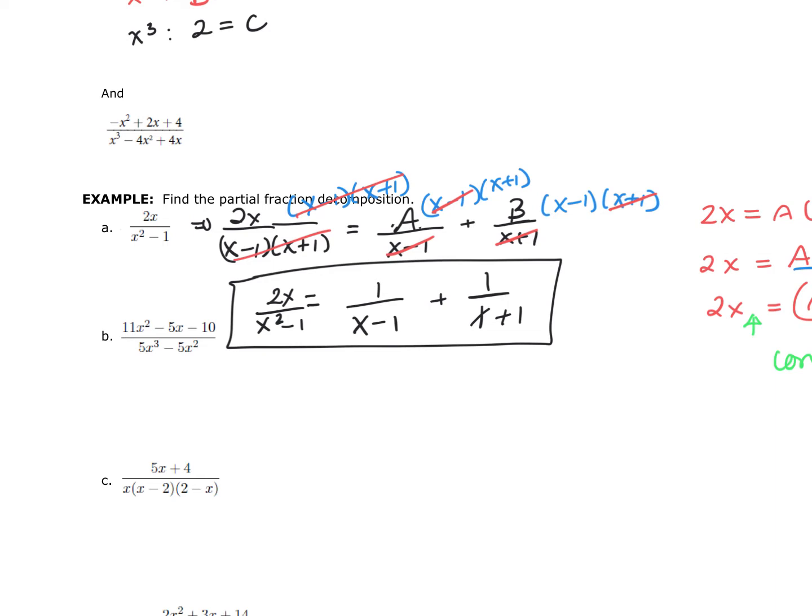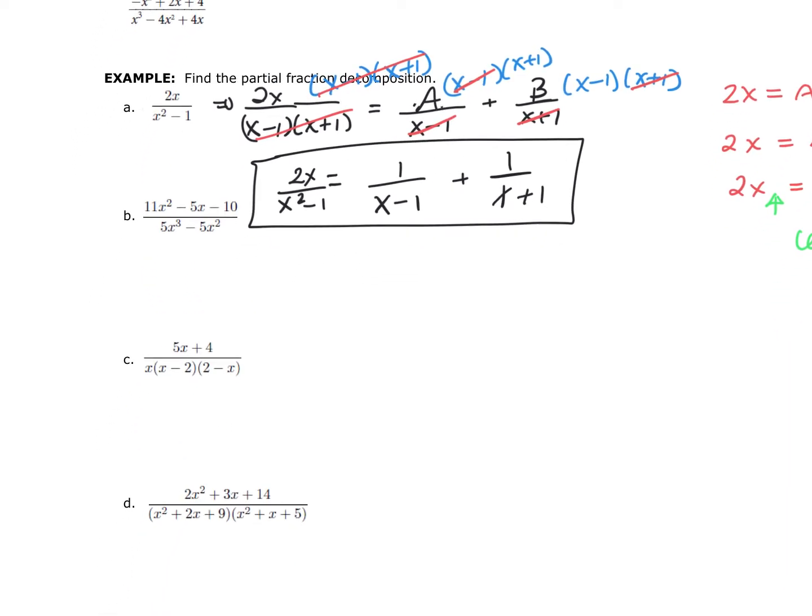Let's do another example. So I'm going to start with b. And with b, the first thing I'm going to do is factor. I have to factor the denominator. So I have 11x squared minus 5x minus 10 over, I'm going to factor out a 5, I'm going to factor out an x squared, leaving me x minus 1. Now when I do this partial fraction, I'm going to bring this 5 with this x minus 1. As long as it's on one of the factors, it doesn't matter which one. I find it less confusing if you put it on the singular versus the repeating.